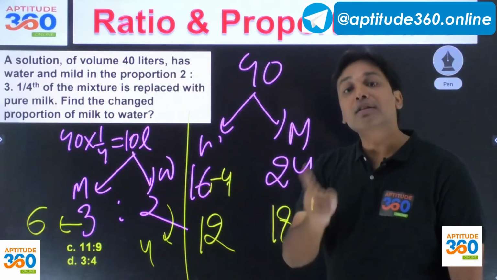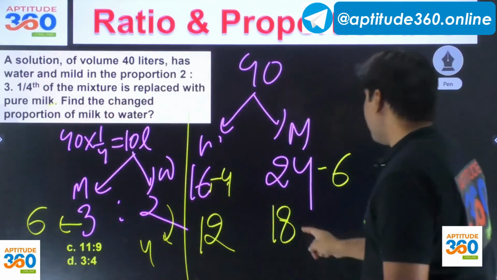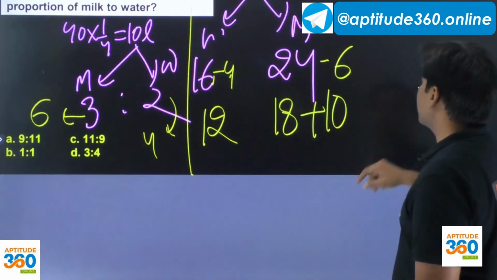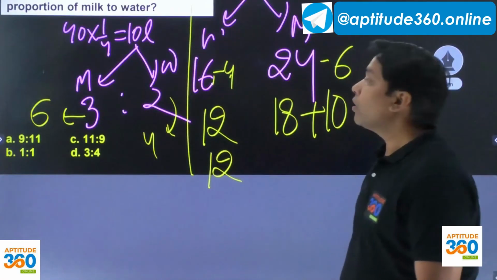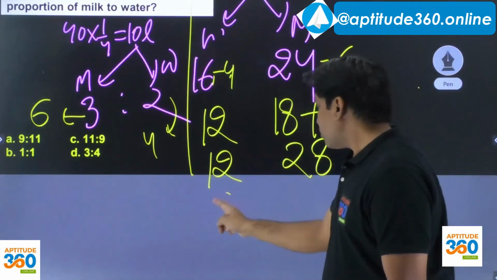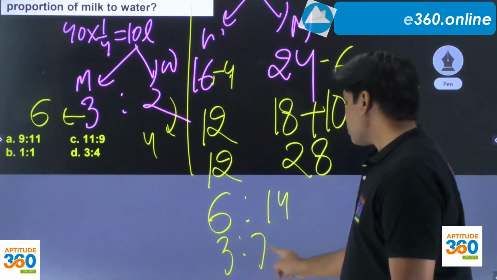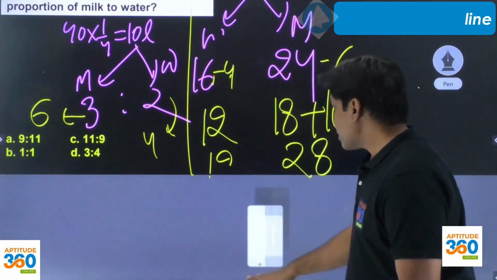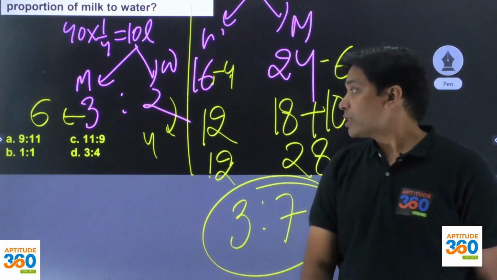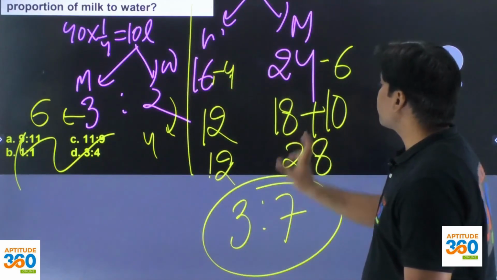अब आपने क्या कर दिया, 10 लीटर प्योर मिल्क मिला दिया। So if you add pure milk here, the proportion gets changed. And what is the new proportion then? It is coming out as 12 liters of water whereas 28 liters of milk. So this is going to be 6:14 or you can write 3:7. So the new proportion of water to milk is coming out as 3:7. So this is coming out as 3:7.